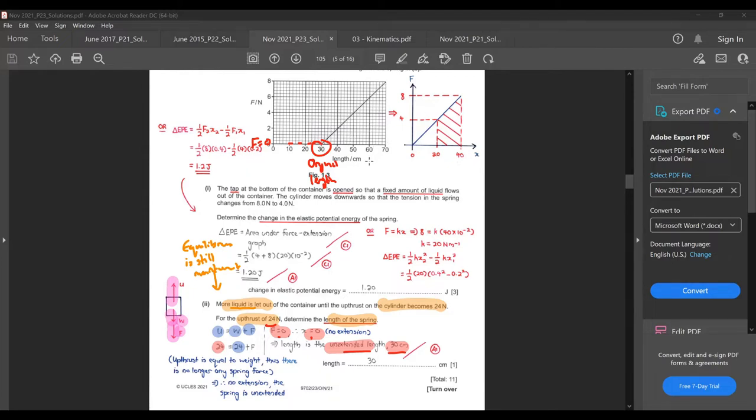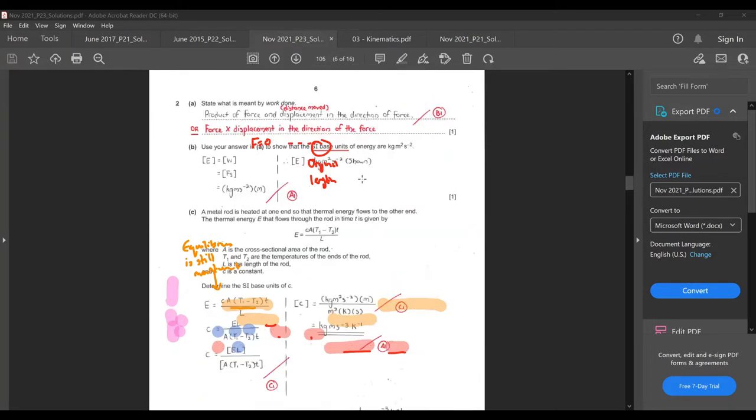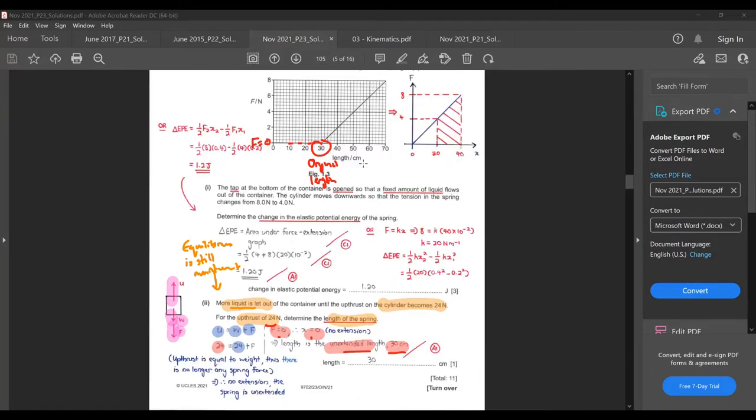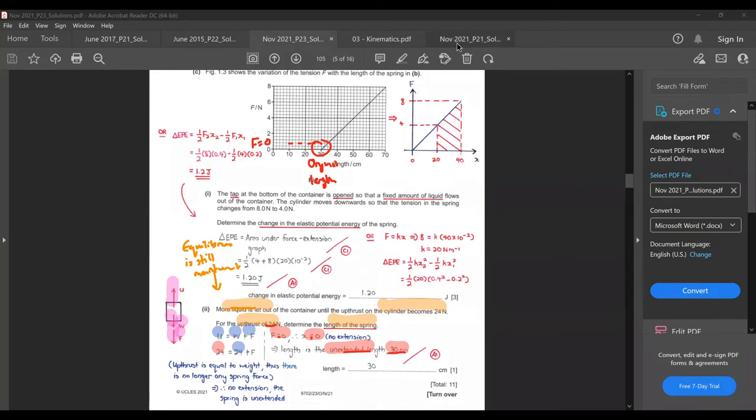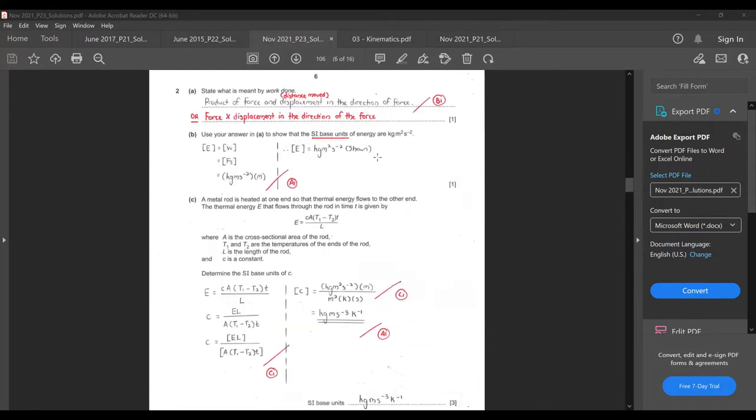Okay, so this one was worth 11 marks. It's 1/6 of your total marks already. Okay, so from there, we move on to part two. So let me just clear off the workings here. Then we move on to part two.